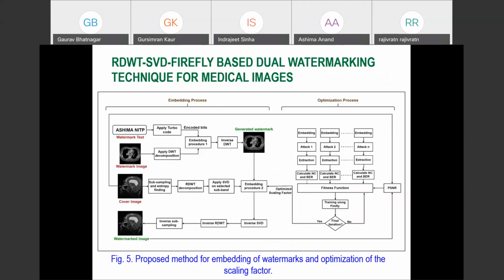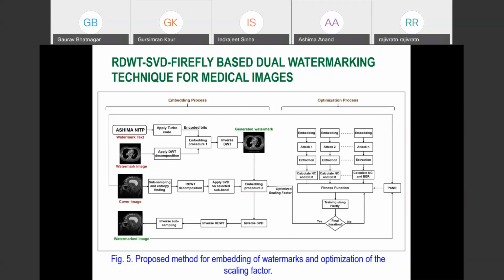So moving on to the proposed technique, we have proposed a dual and robust watermarking technique, which helps in securing the digital medical records. Our proposed technique is basically divided into three sections: the watermark generation, the watermark embedding and extraction, and finally the optimization procedure.